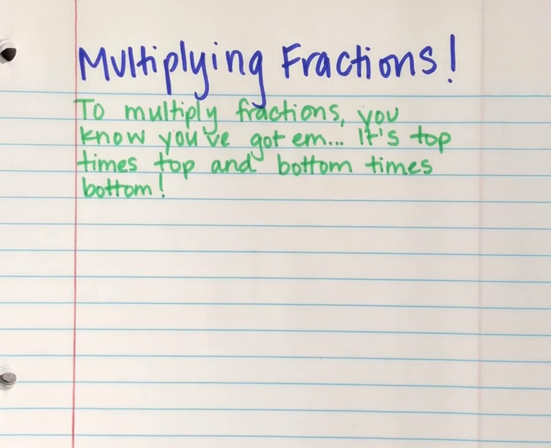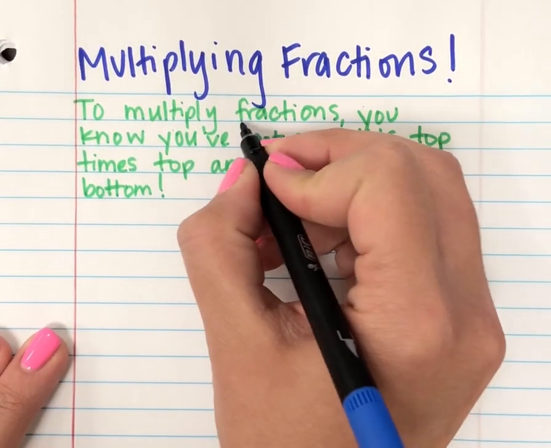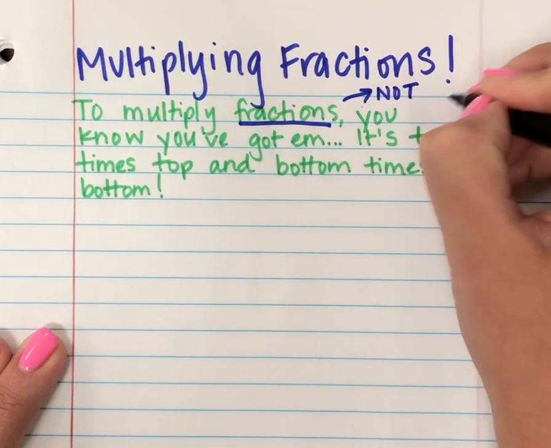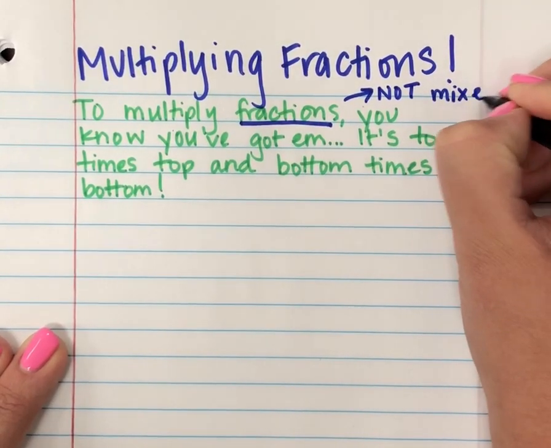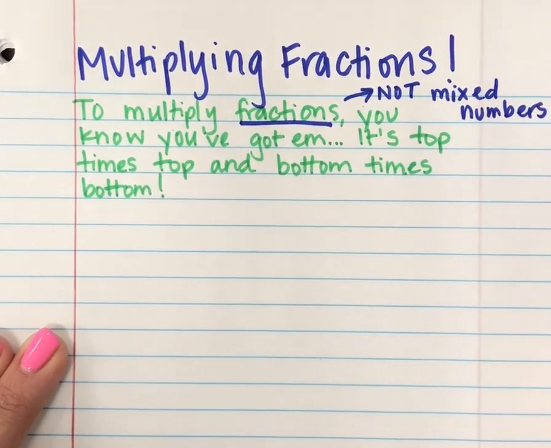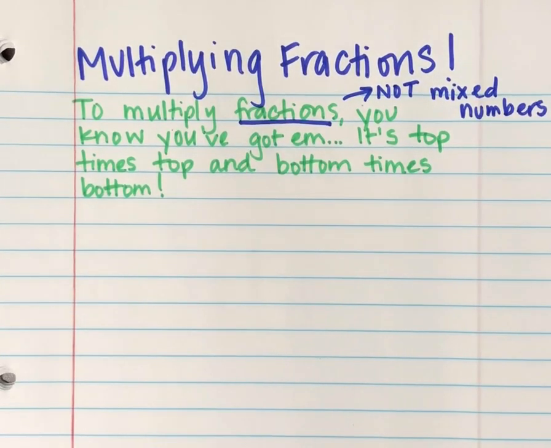So we'll just say it a couple times. To multiply fractions, you know you've got them. It's top times top and bottom times bottom. There's a really important word here, to multiply fractions. Notice it does not say mixed numbers, right? So anytime you're using this rhyme, you have to make sure you have two fractions. It cannot be mixed numbers, and we're going to talk about that during our examples.